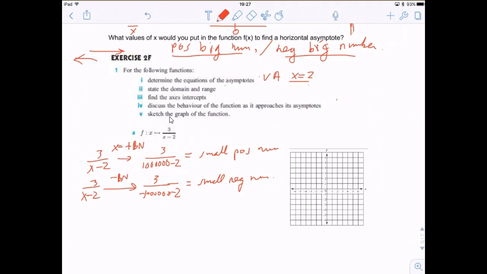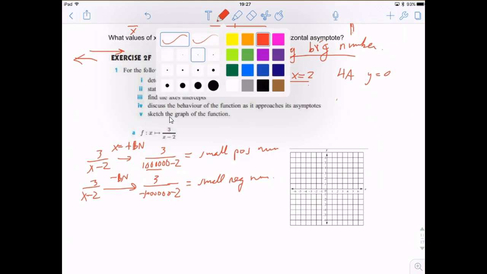0.000001. Okay, basically what's happening, and you can see this if you put in even bigger numbers, is the bigger the number you put into the denominator of 3 over x minus 2, the smaller the result. The farther out you go, the smaller the number becomes, and when you go out an infinite distance, you're going to get 0. So basically here, what we're saying is that the horizontal asymptote is y equals 0.